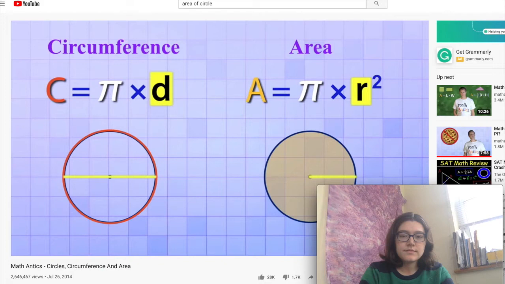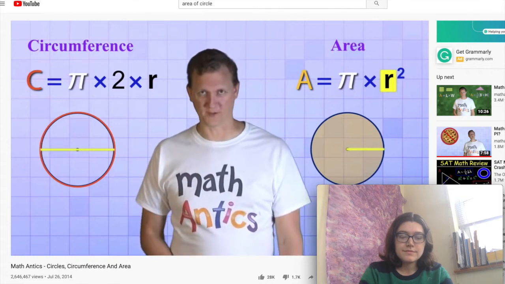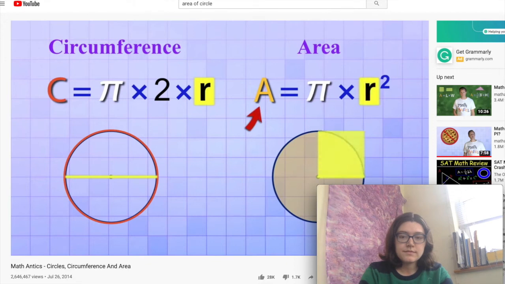But do you remember the relationship between the radius and the diameter? Diameter is just 2 times the radius. So we could rewrite our formula for circumference like this: circumference equals pi times 2 times r. Now you see why it's so easy to get confused. To find the circumference, you take the radius and double it. Then you multiply by pi to get the final answer. But for area, you don't double the radius, you square it. And that's a very important difference.